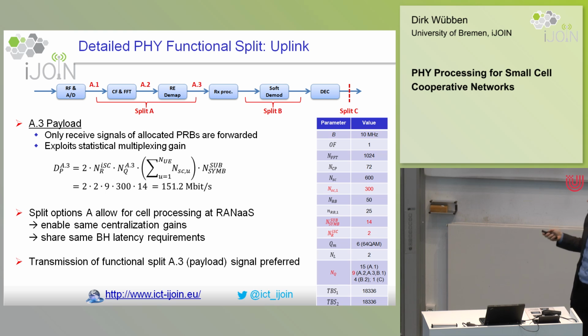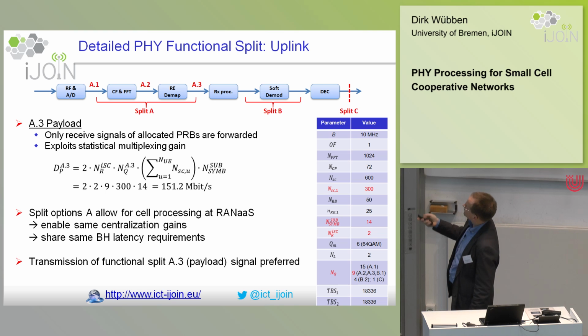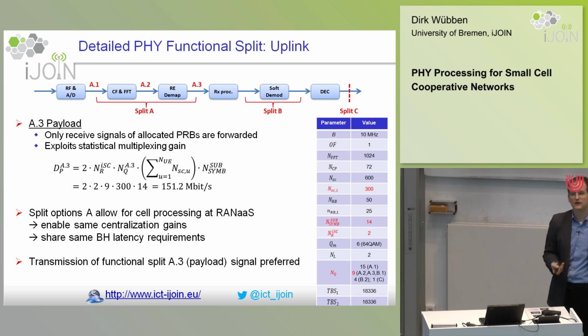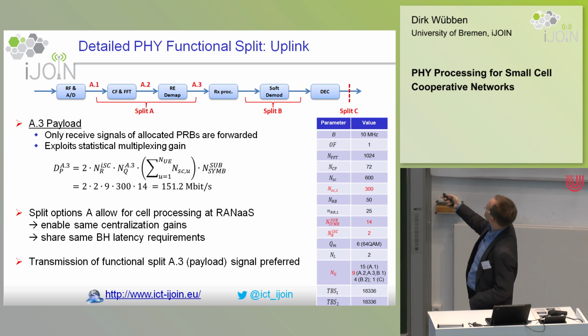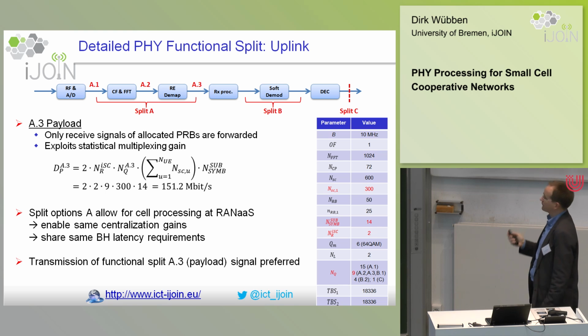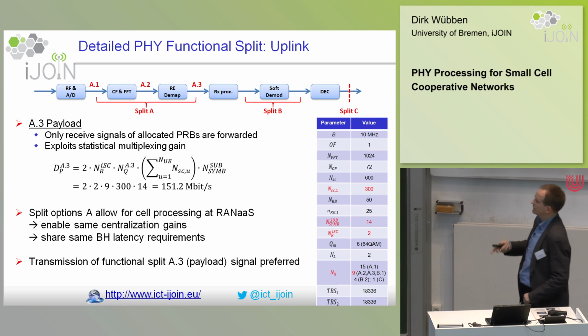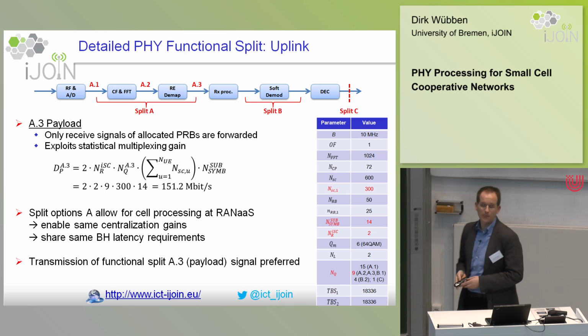And now if we, for example, assume that here we have the corresponding payload, where we just transmit those received signals on physical resource blocks which are really allocated by users served by this small cell. In this example, I just assume that we have one user, and this one user just allocates 300 subcarriers out of the 600 available subcarriers. Once again, this leads to a reduction by a factor of 2 of the required backhaul load.